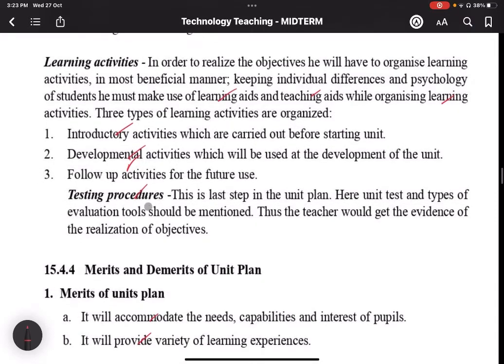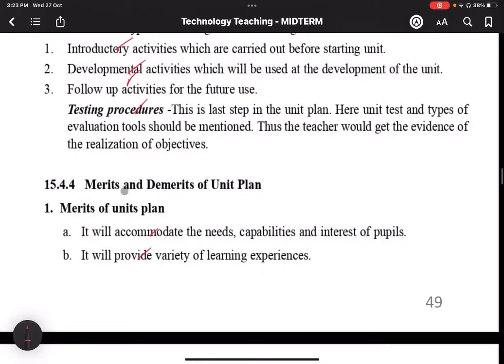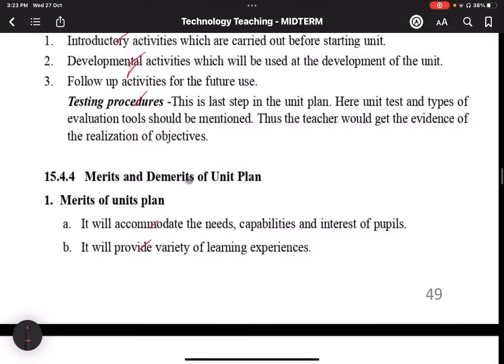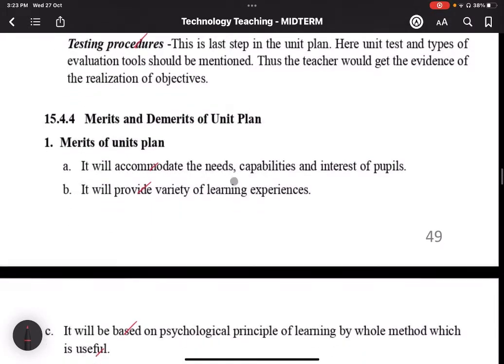The testing procedure, under ng follow-up activities, it is the last step, no? Here, unit tests and types of evaluation tools should be mentioned. Yun na yung content ng follow-up activities mo. Merits and demerits, ibig sabihin niyan yung advantages and disadvantages. No? Advantages muna tayo, it will accommodate the needs ng iyong students.